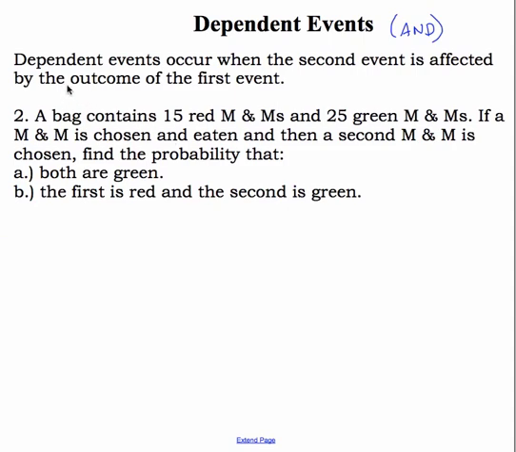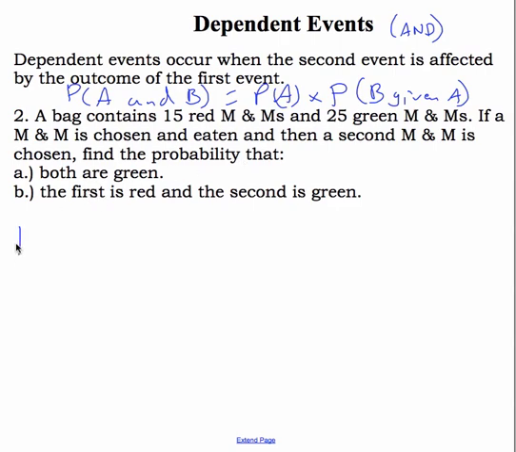So the probability formula looks like probability of A and B equals probability of A times the probability of B given A. So that just means you have to look out for what happens after A happens. Something's going to change the probability of B. I'll show you what I'm talking about in a second with this example. A bag contains 15 red M&Ms, 25 green. If an M&M is chosen and eaten and the second one is chosen, find the probability that both are green.